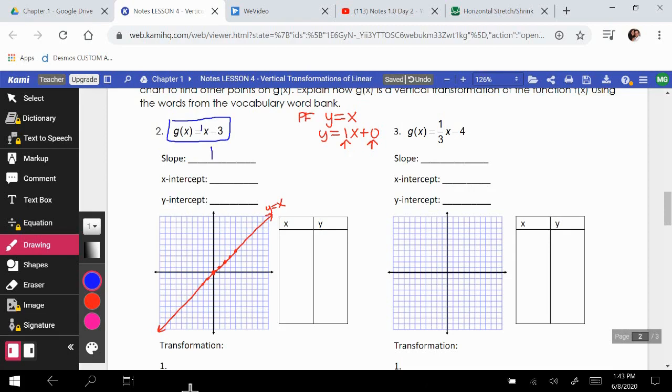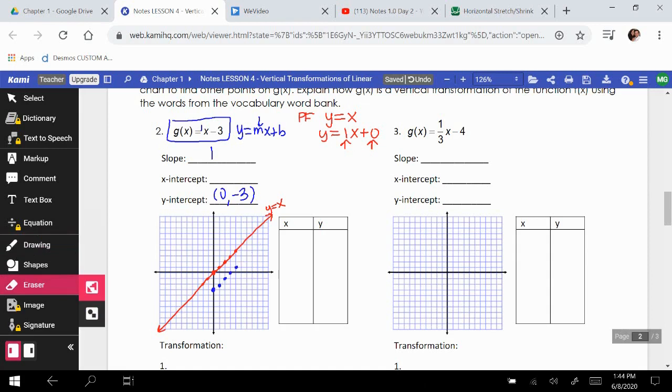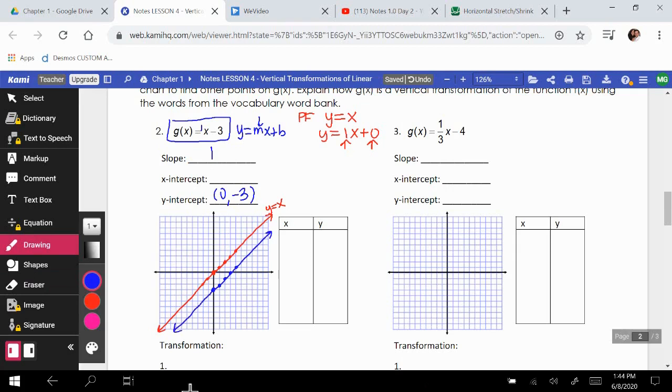Here the slope is 1, right? This is in mx plus b form, so I just grabbed 1 as my slope, and my y-intercept, that's your b value, so I can already see that that is 0, -3. So I can graph 0, -3 and use a slope of 1. Up 1 over 1, up 1 over 1, up 1 over 1, up 1 over 1, etc. to graph that line and make it a little bit nicer. Okay, so that is my line, x minus 3.